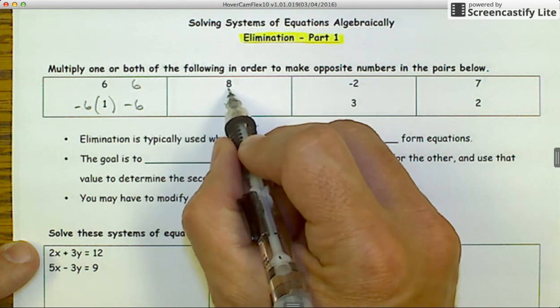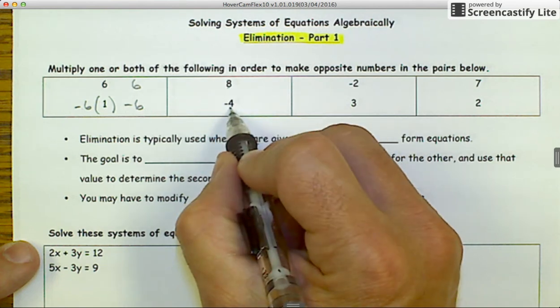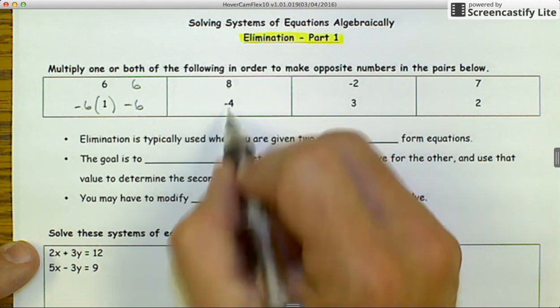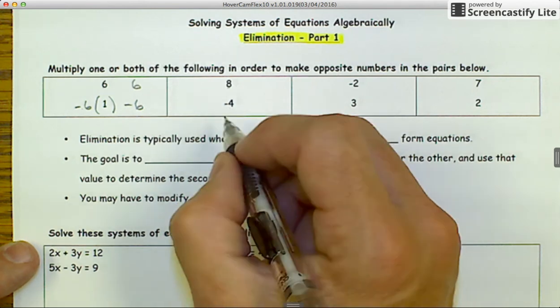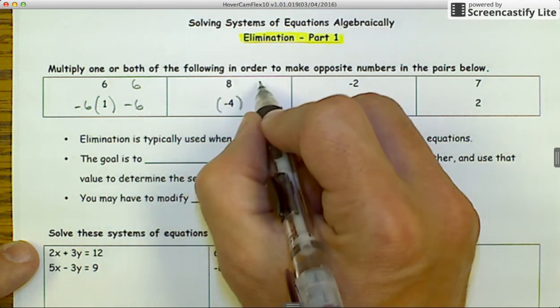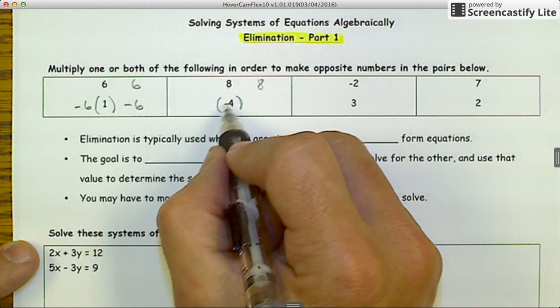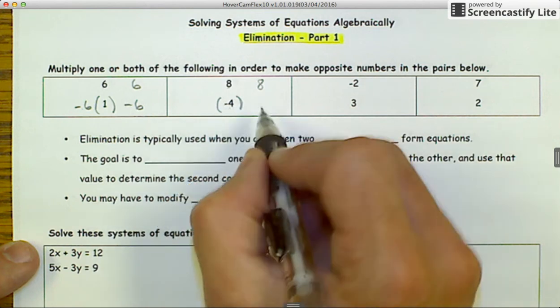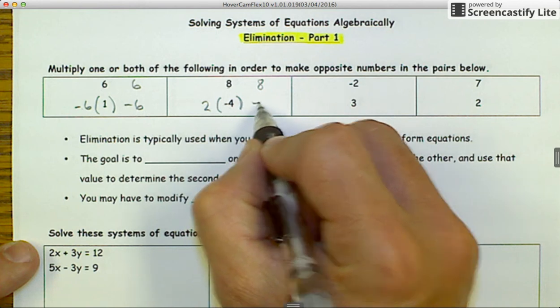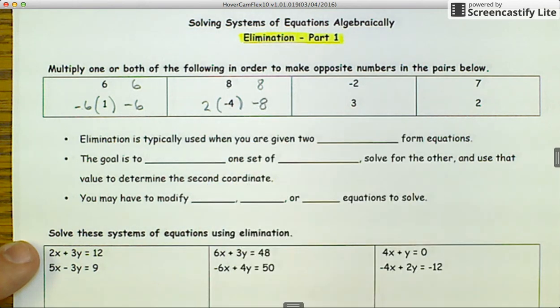When we move on to the next one, we have a positive 8 and a negative 4. The fact that it's positive and negative, we already have opposites. Now we just have to get them to the same number. So again, I'm going to multiply the bottom one. And if I have a positive 8 up top, what can I multiply by negative 4 to get a negative 8? I would multiply it by 2. So 2 times negative 4 would be negative 8.